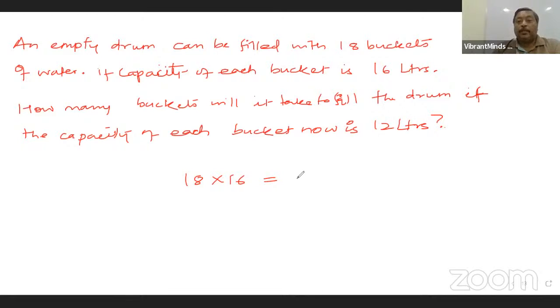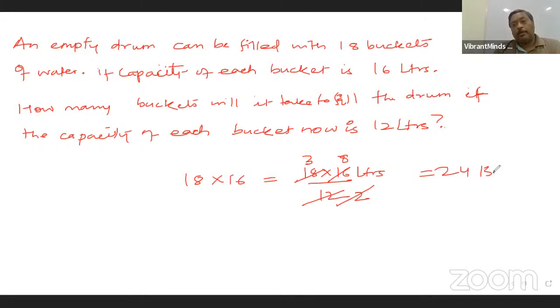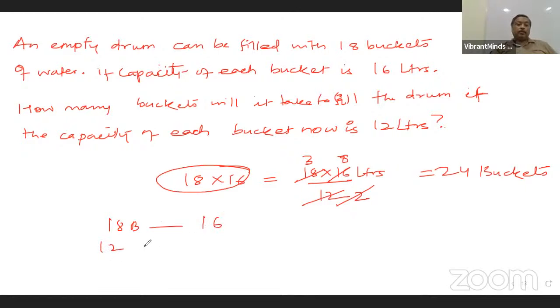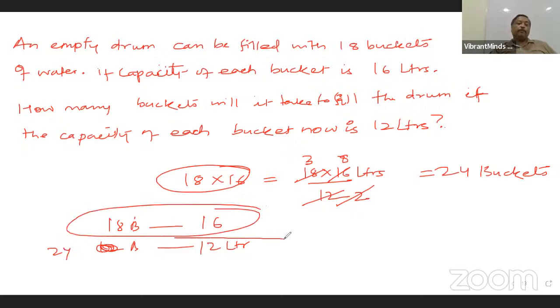So 18 into 16, that is the liters of the drum. How many liters will it be? So it will be 18 into 16 liters. We don't have to calculate, let's divide it by 12. 6 2s are 6, 3s are 3, 8. We will require 24 buckets to fill it, because 18 buckets of 16 liters, so 12 liters buckets how many? It will be 24, because 18 into 16 will give me 24 into 12, the same number. Clear?